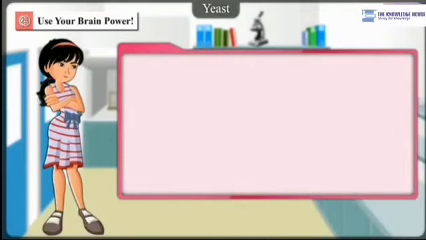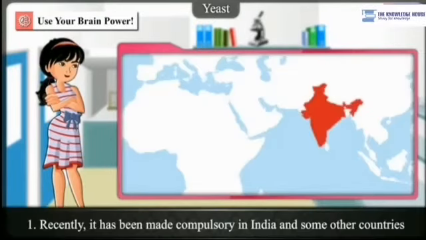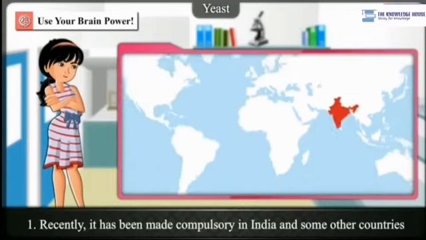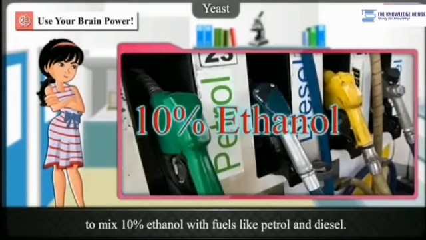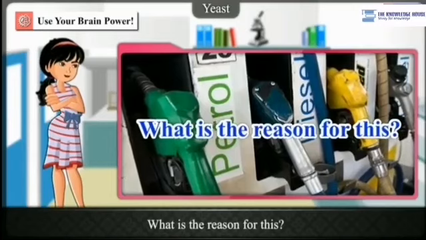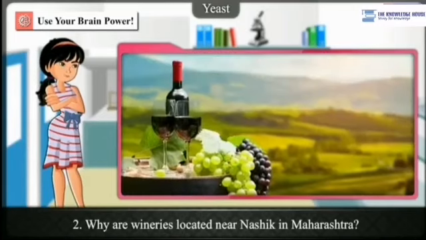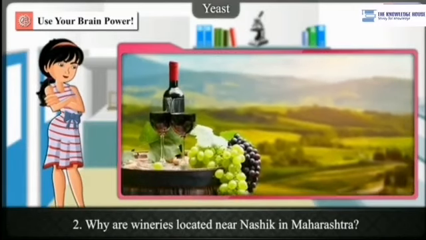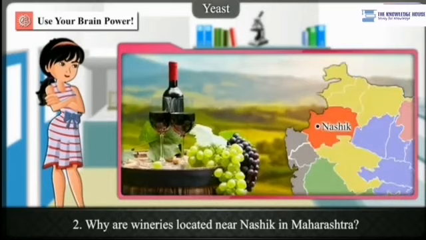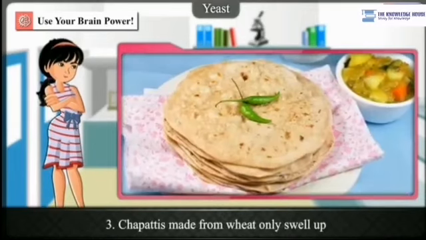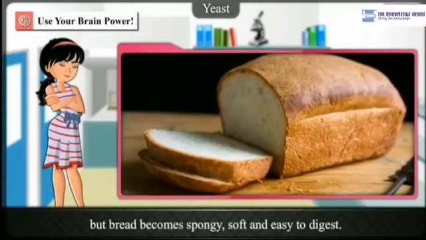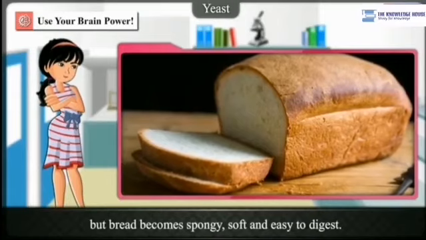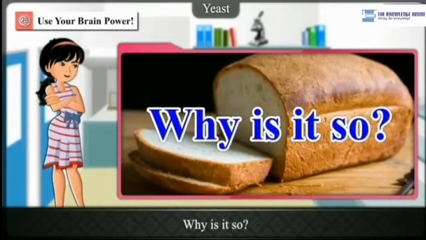Use your brain power. 1. Recently, it has been made compulsory in India and some other countries to mix 10% ethanol with fuels like petrol and diesel. What is the reason for this? 2. Why are wineries located near Nashik in Maharashtra? 3. Chapatis made from wheat only swell up, but bread becomes spongy, soft and easy to digest. Why is it so?